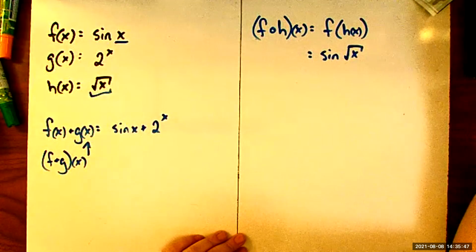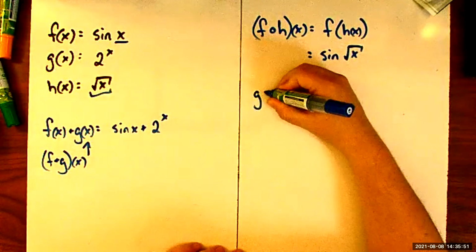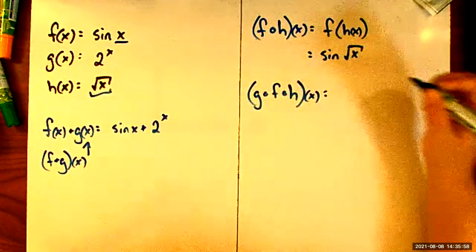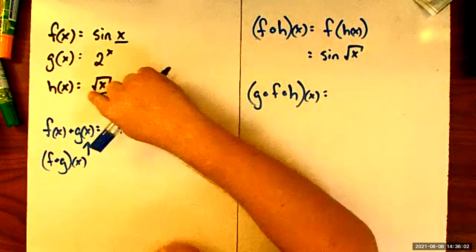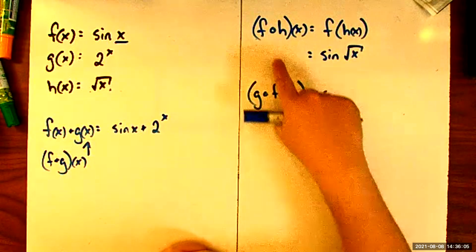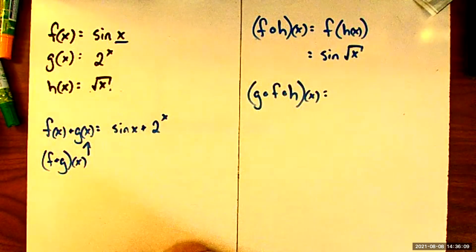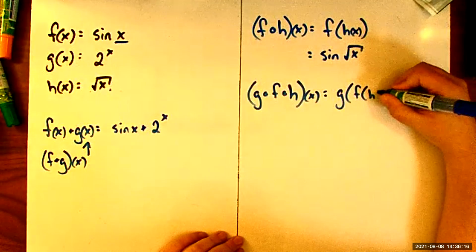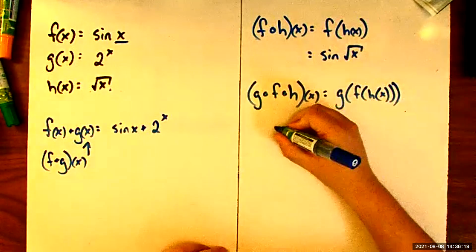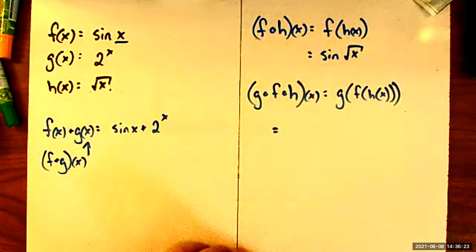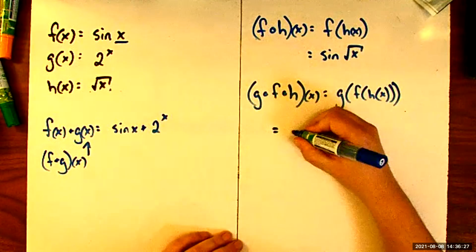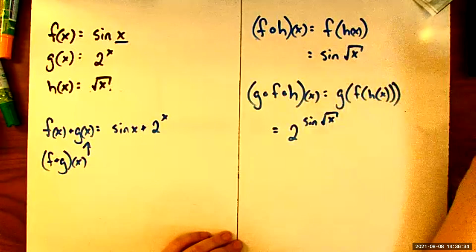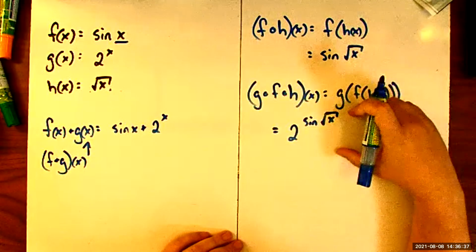Now we can do multiple of these if we wanted to. And so we could do g of f of h of x. In this case, that would be saying we're going to take our h function and plug it into f, which we've already done. And then we're going to take all of that and plug it into our g function. And so this would be g of f of h of x. In this case, we already have f of h of x is sine of square root of x. And so g of f of h of x would be 2 to the sine of square root of x. And this is now just a new function.